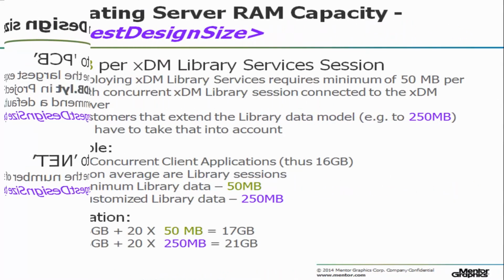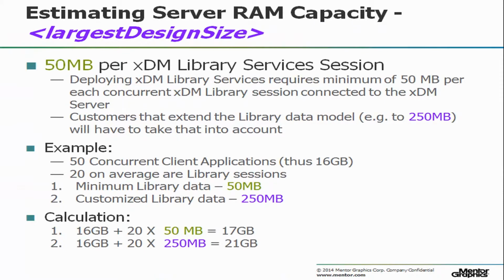In addition to the base level RAM requirements, other factors contribute to the amount of RAM necessary to support an optimally running XDM server. If the XDM Library services are deployed onto the XDM server, there will be a minimum of 50 megabytes for each concurrent XDM Library session connected to the XDM server. Since customers can extend the library data model, for example with new classes, catalog groups, and properties, for example up to 250 megabytes, you have to take that into account.